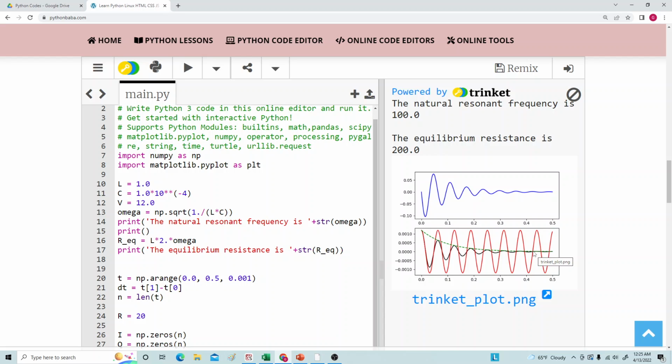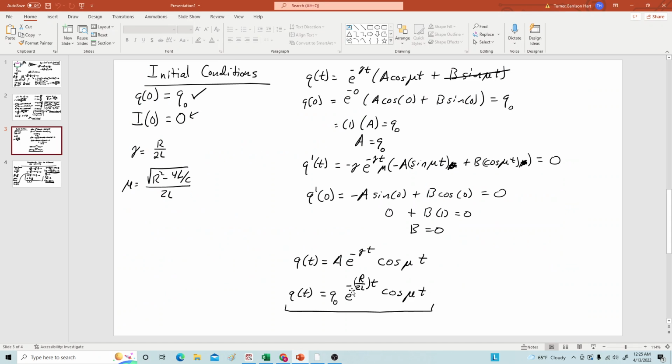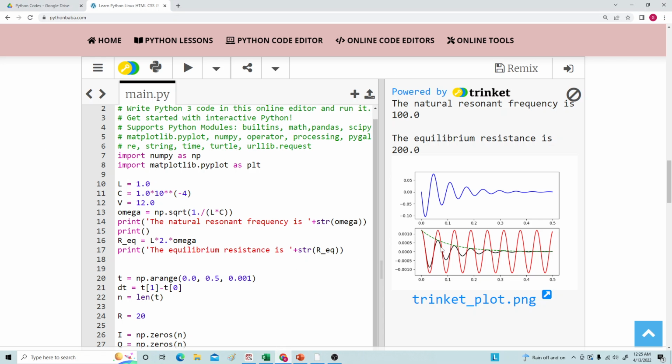If R is 0, then remember e to the 0 is 1, and so this would just be Q0 times the cosine of the resonant frequency. And so it would just be a pure oscillation. This is to make sure that the decaying oscillations stay lined up with the natural oscillation that the system would have. So that's the output. So how did we get here?